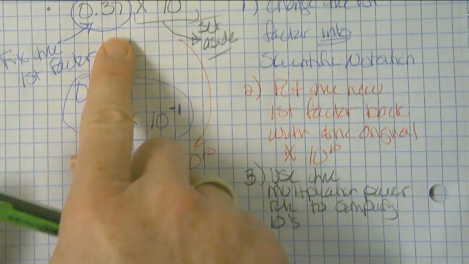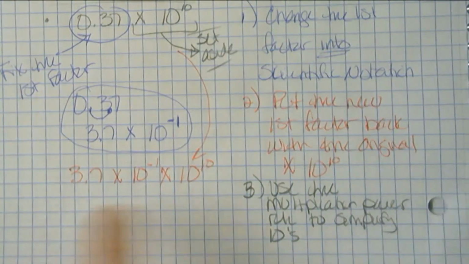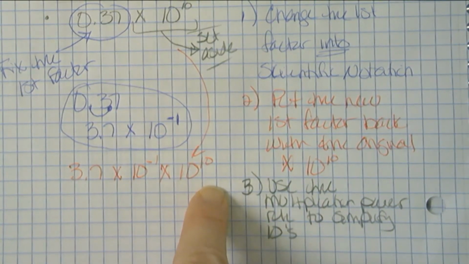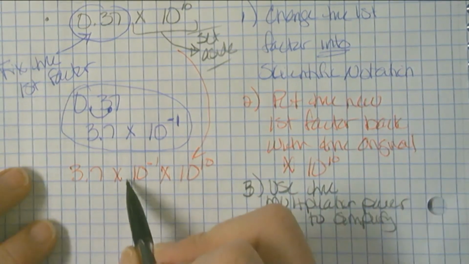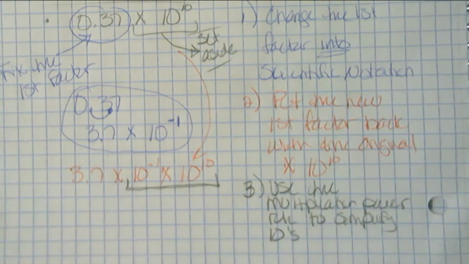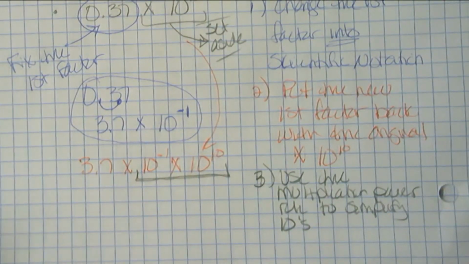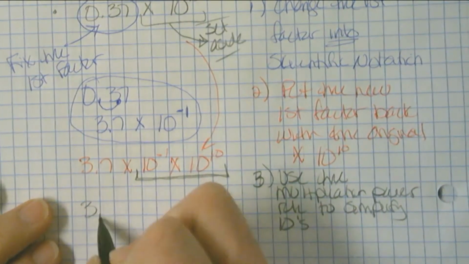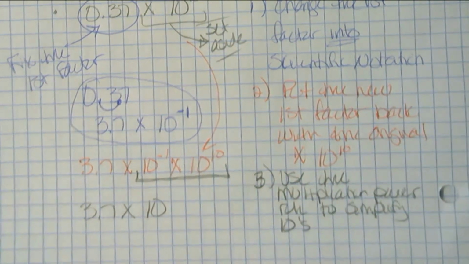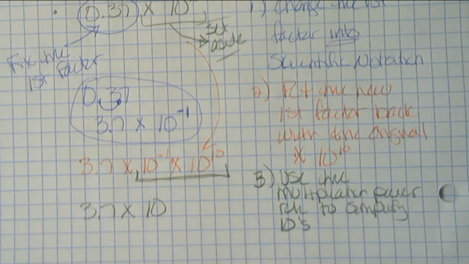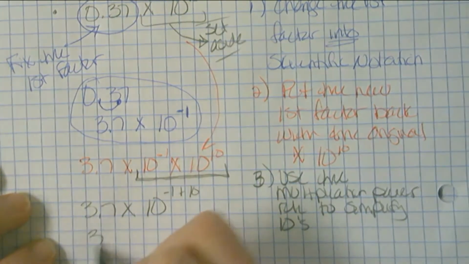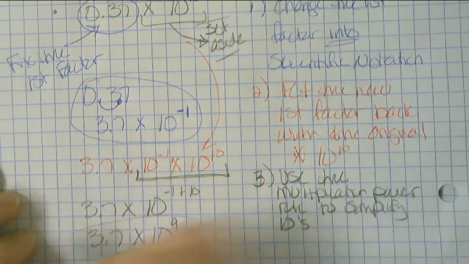So now instead of 0.37 times 10 to the 10th, that's the same thing as 3.7 times 10 to the negative first times 10 to the 10th. So now I'm going to use my multiplication power rules to simplify that to the 10 to the negative first times 10 to the 10th. So I have 3.7 times 10. When I'm multiplying two numbers with the same base, what do I do with my exponents? Francesca? You add them. So I have negative 1 plus 10. So this is 3.7 times 10 to the 9th power.